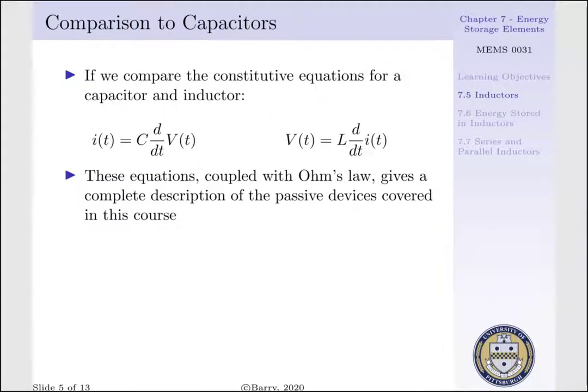What's unique is if we compare the constitutive equations of a capacitor and inductor, they take a very similar form. The current entering a capacitor is equal to the capacitance times the time rate of change of the voltage potential established across it. Similarly, the voltage potential established across an inductor is equal to inductance times the time rate of change of current running through it. These two equations take a very similar form. And when we couple these with Ohm's law, we can have a complete description of passive and active devices covered within this course. And these devices form the bases for RLC circuits.